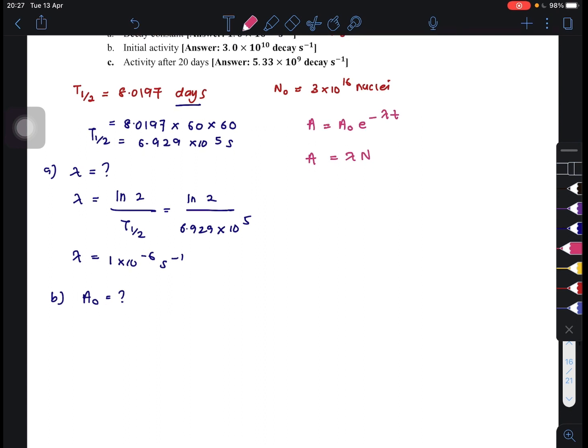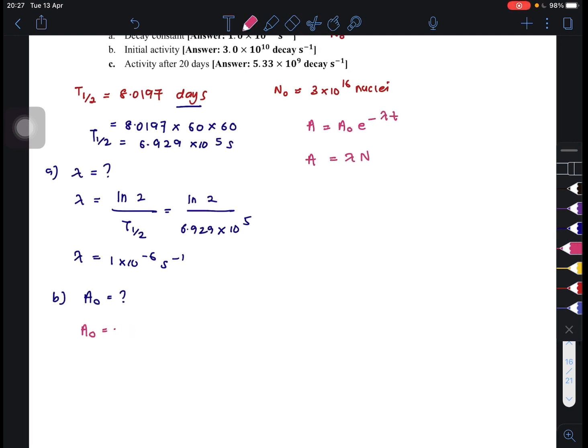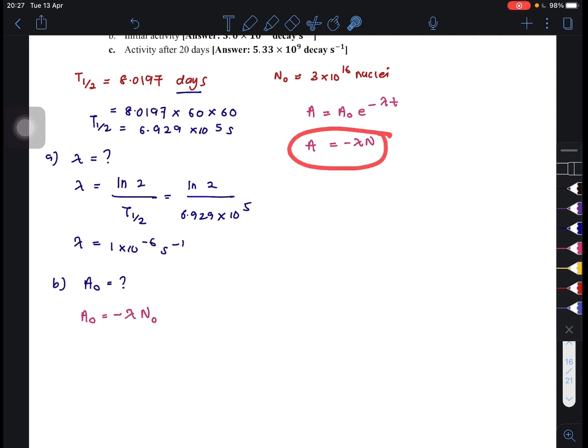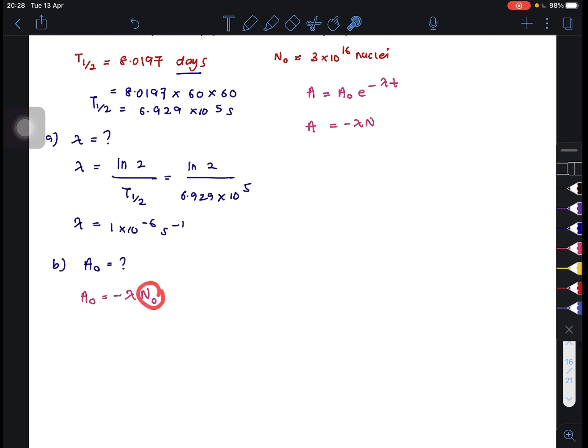But since dekat sini we want to find initial kan, A0, bermaksud N yang digunakan adalah N0, which is the initial one. So okay, formula yang betul adalah lambda N. So kalau kita gunakan this one, ni bermaksud dia adalah untuk final. But since we want to find the initial, so we can use the same formula, but N dekat sini must be the initial one, which is this one.